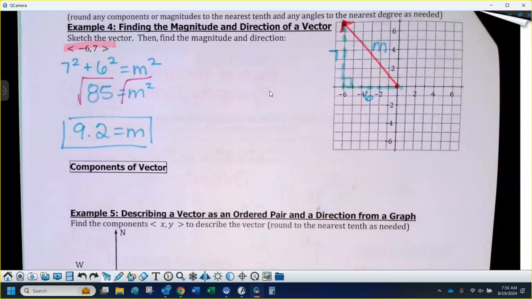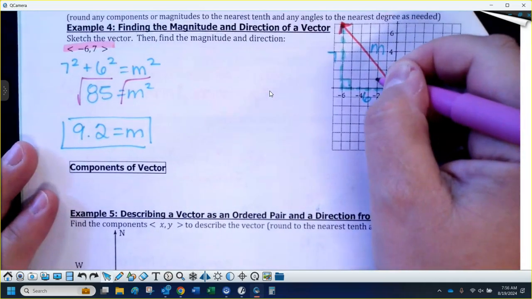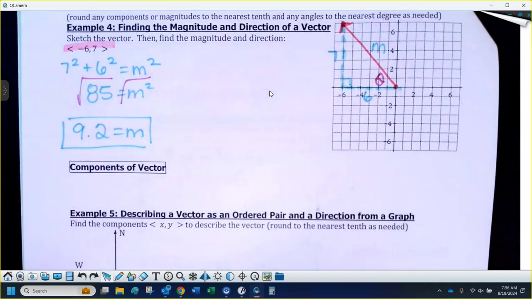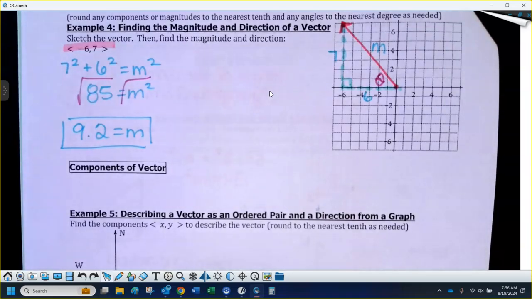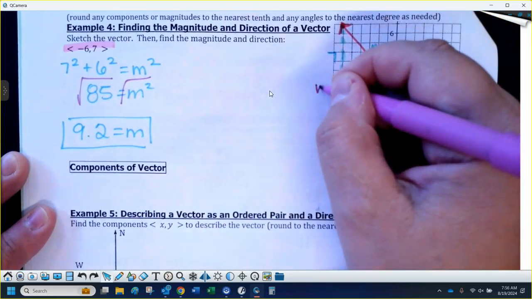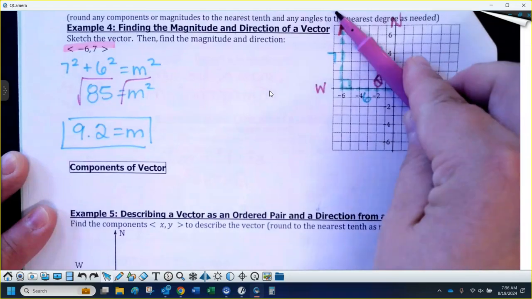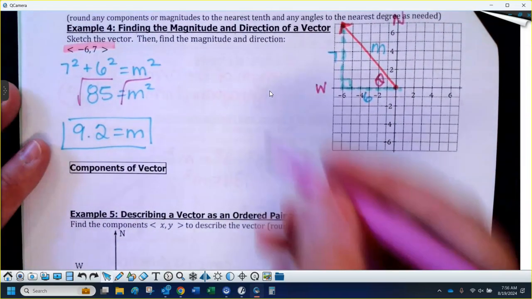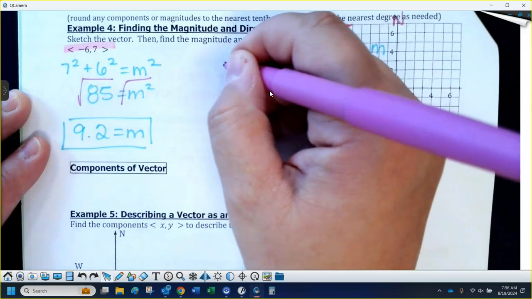And the direction is going to be based on some trig. All right, so there's 2 ways you can do this. I'm just going to do it based on the triangle that I have in there. So I'm going to say my angle, I'm just going to put a little theta. And on this graph, if this is the west side, this is the north, this is going to be north of west, how I'm going to describe this angle here.